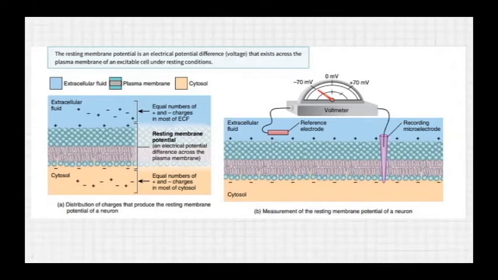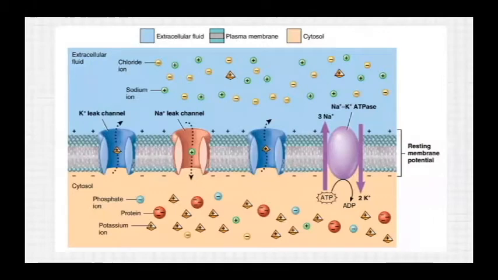In this photo, you could see that the ion channels are the ones that help to maintain the resting membrane potential. So, let us proceed with the graded potentials.